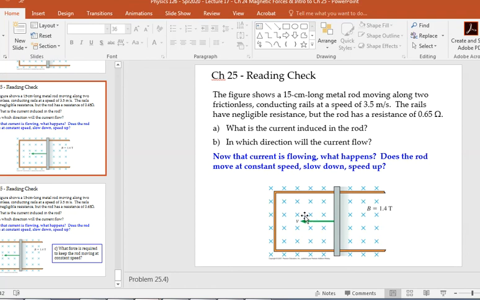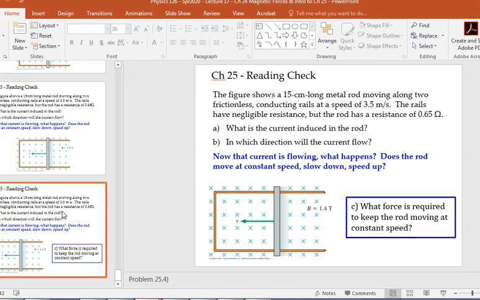So if that didn't quite make sense to you, you can use the first way. It's not a problem, and that's enough for figuring out the direction of current flow in this configuration. Okay, very good.